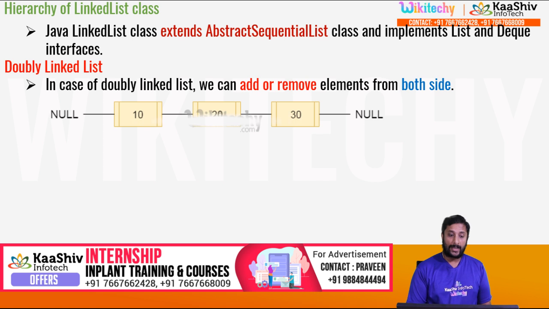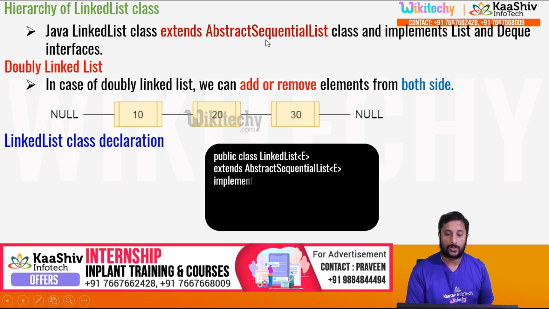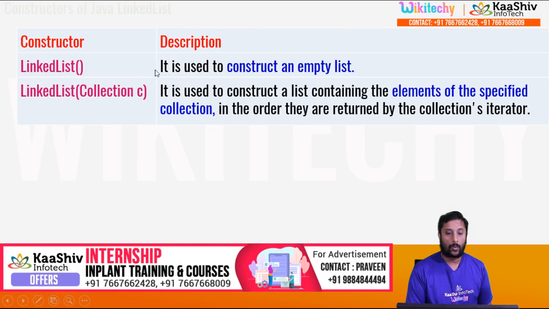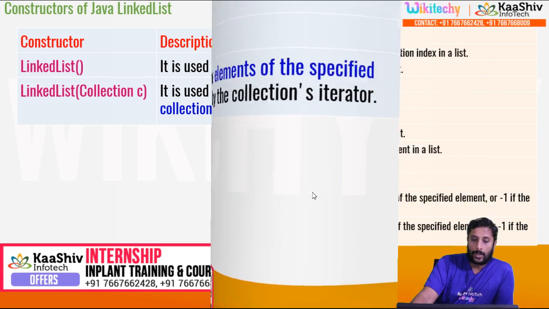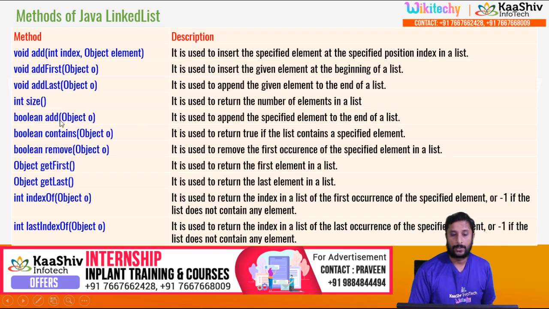Okay, so linked list. The Java linked list class extends AbstractSequentialList. In the case of a doubly linked list, we can add or remove elements from both sides. Here are the linked list class declarations, and over here you have the description of the constructors. These are the constructors of Java linked list, and here are the detailed methods of Java linked list. These are the methods available.